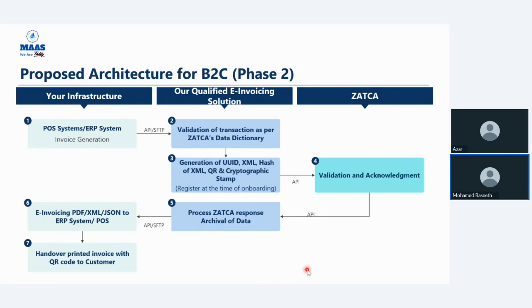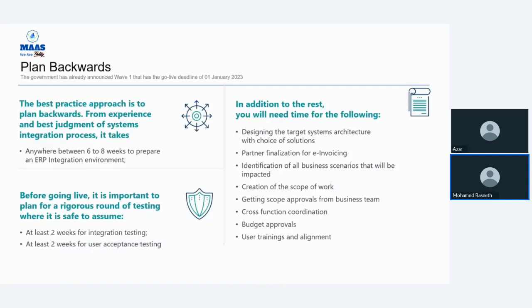And moving to the next one, which is how we can plan for getting ready for this integration. The best approach is to look at, from the date of the deadline, how many days we need to get this ready. Approximately between 6 to 8 weeks we need, so that we can be ready by the deadline.